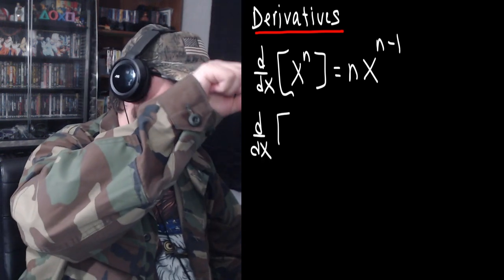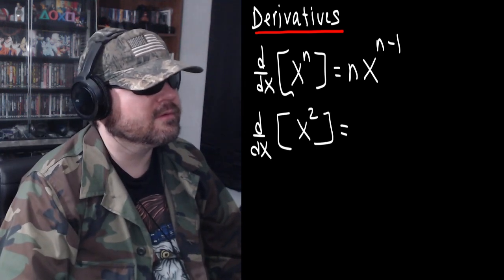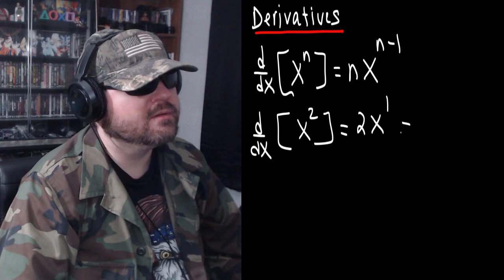Let's say we want to find the derivative of x squared. So in this case, n is 2. So it's going to be 2 times x raised to the 2 minus 1, which is 1. So we get 2x.